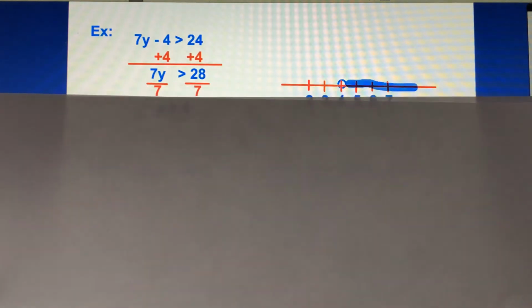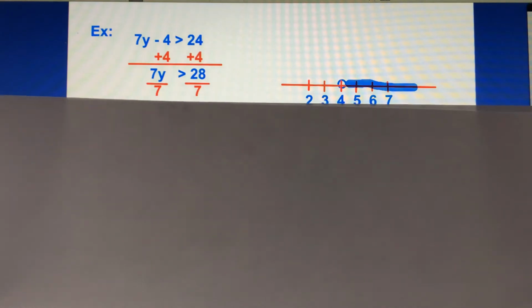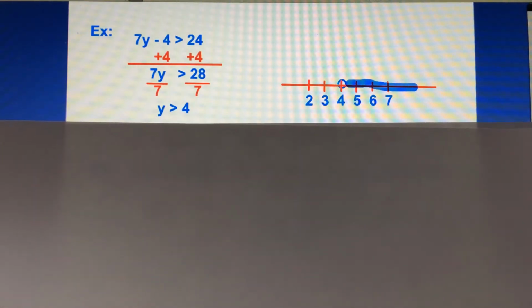Now I still need y to live alone. So I divide both sides by 7. I am dividing by a positive value, so I do not flip the sign. Y is greater than 4. Open circle at 4, shade to the right.